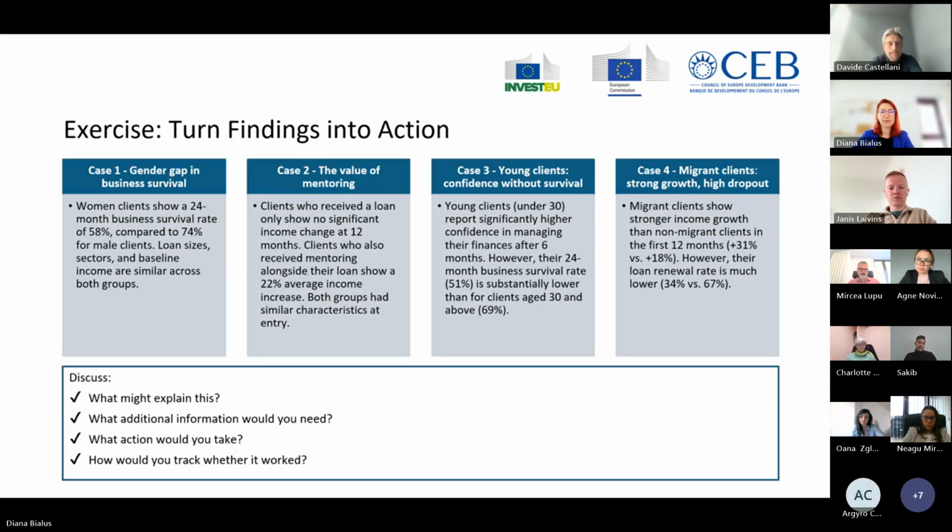Another root cause we figured out is that those women are doing family work and more. They are more responsible towards their children and their family, so they cannot give as much time to their business compared to men.